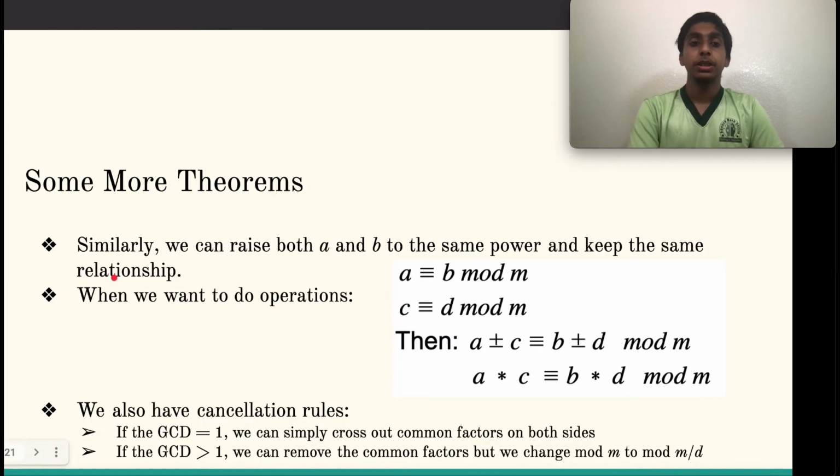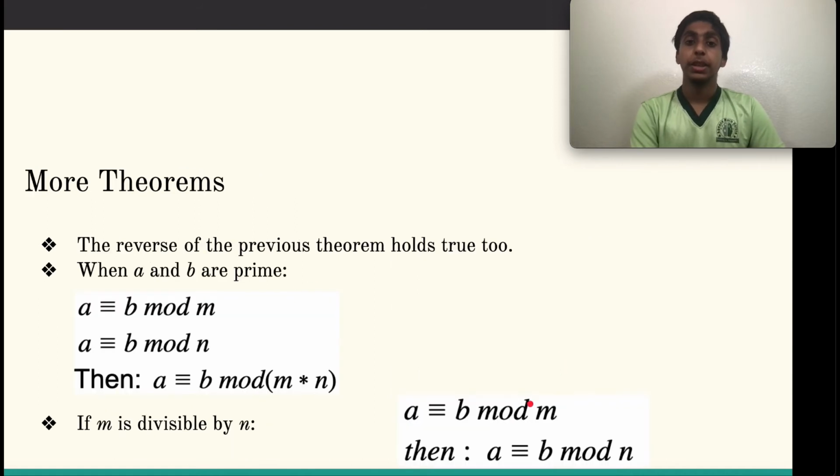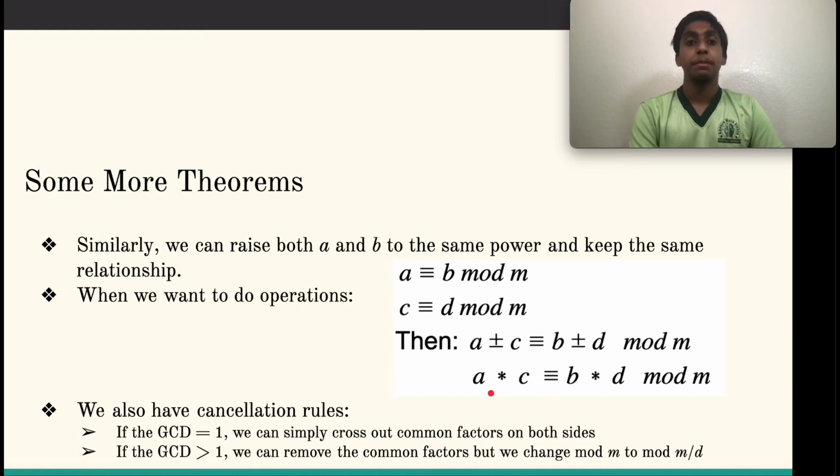Okay, so here are some more theorems. Similarly, we can raise both A and B to the same power and keep the same relationships. So let's just say that I have A to the power 1, B to the power 1, mod M. I can also do A to the power 2, B to the power 2, mod M to the power 2. So like that, we can just all raise them to the same power.